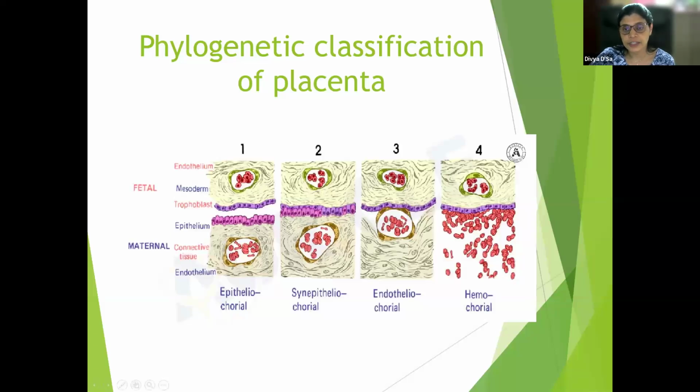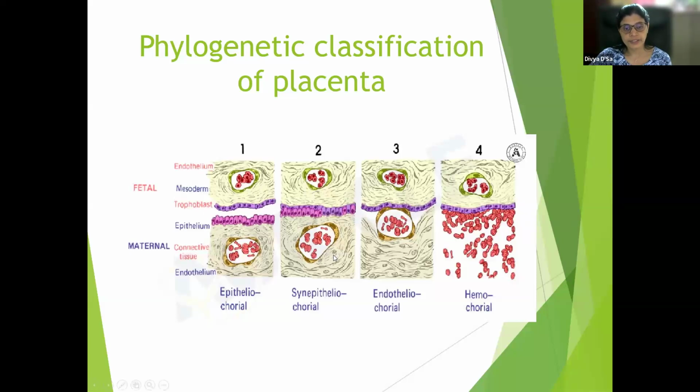So next is classification of the placenta. The placenta is classified as epitheliochorial, synepitheliochorial, endotheliochorial, and hemochorial. Basically it is about the part of the fetus coming in contact with the maternal part. Now epitheliochorial, when we say, it is the fetal part coming in contact with the epithelium. There the maternal part is the uterine epithelium, and the fetal part is the chorion. So they just come in contact. That is called epitheliochorial.